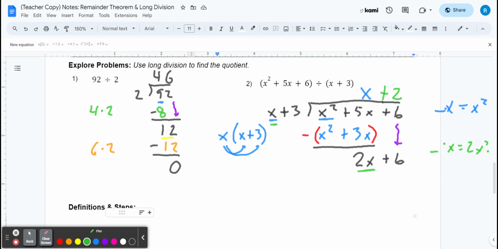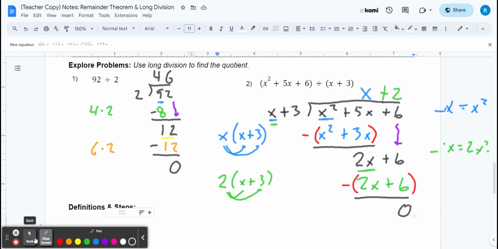We can then check to see how far that got us. So we'll multiply it again against our divisor. 2 times x plus 3. Distribute that in. We'll get 2x plus 6. And we are going to subtract that to see what's left over. And again, make sure to subtract the whole thing. So 2x minus 2x is 0. 6 minus 6 is 0. We get a remainder of 0. Therefore, x plus 2 must be our answer.